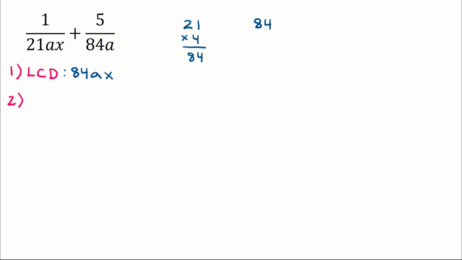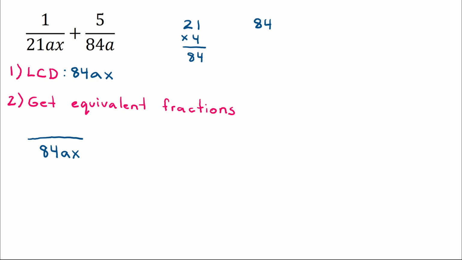Our second step is to get equivalent fractions. So think about what you would have to multiply that first fraction by to make your denominator 84ax. Well, our first fraction already has an ax, but it is missing a 4, which means we need to multiply by 4. In our second fraction, we have an 84a, but to get the 84ax, we would have to multiply by x.